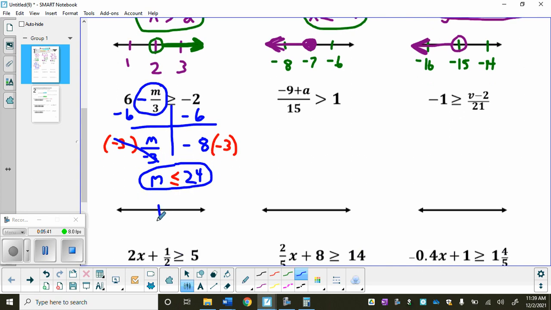All right, so here's my 24. We'll put a 25 here. All right, we got a 23. And so we're going to have a closed circle on the 24, and everything less than we would shade this way.